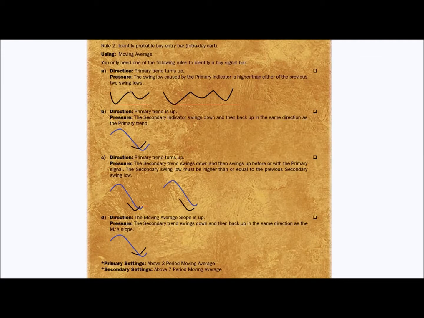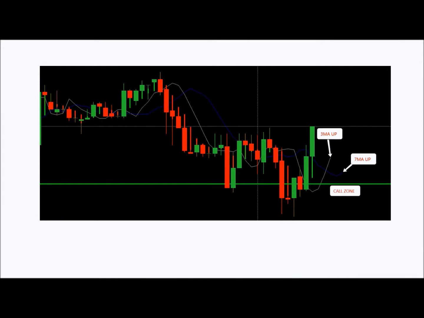So let's move back to our chart here. Rule number 2. Remember I said look here at all the 3 at the bottom. The 3 moving average is pointing up and the 7 moving average is pointing up. Let me try to explain that in a screenshot right here. You can see here the 3 moving average is pointing up, and at the same time the 7 moving average is pointing up, and we are in or close to the call zone.